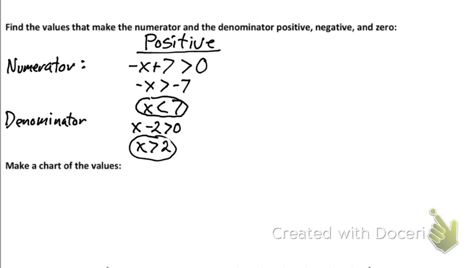Okay then. All right, so we have to have x is greater than 2. So our numerator is positive whenever x is less than 7, and our denominator is positive whenever x is bigger than 2. The good thing is that is the hardest work you have to do, because negative is just going to be the opposite. If our numerator is positive when it's less than 7, it must be negative when it's bigger than 7.